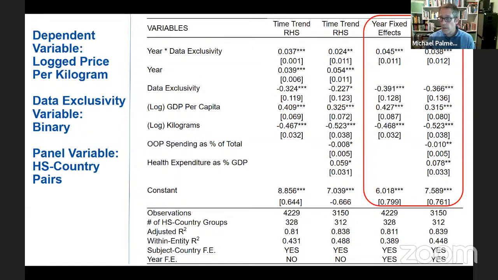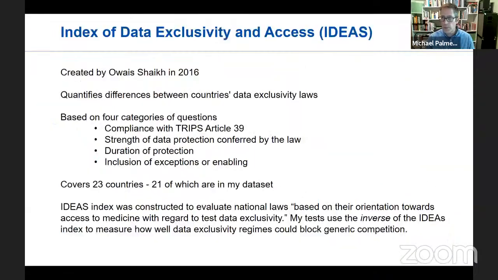In the last 2 columns, I no longer use a linear time trend. I treat time differently by adding fixed effects per year. And the take-home point here is, again, the relationship is similar. You still have a positive, significant relationship between data exclusivity and the growth of drug prices.